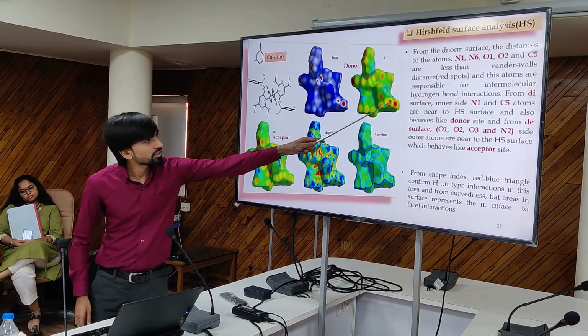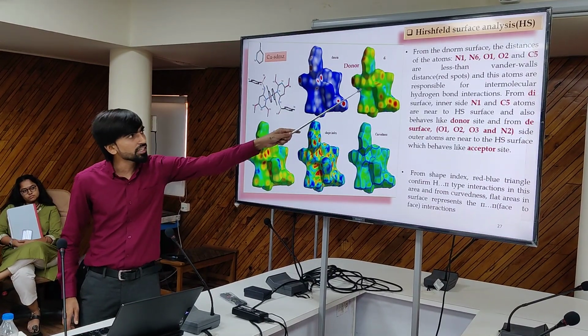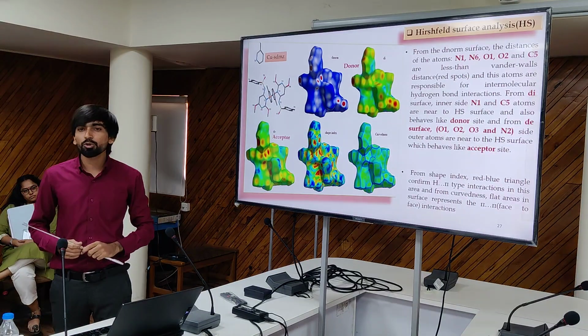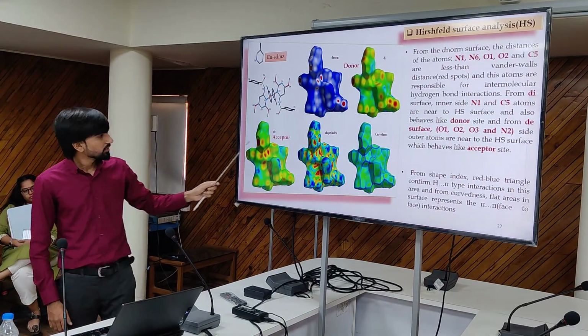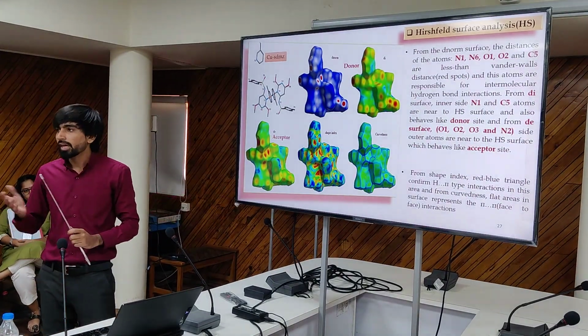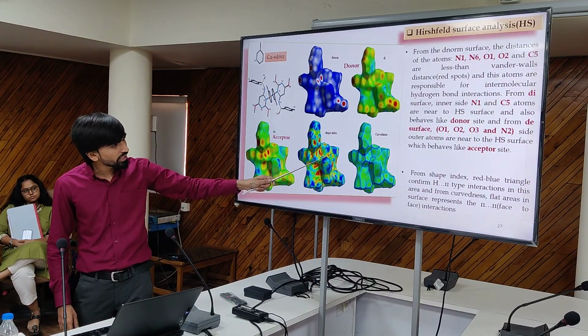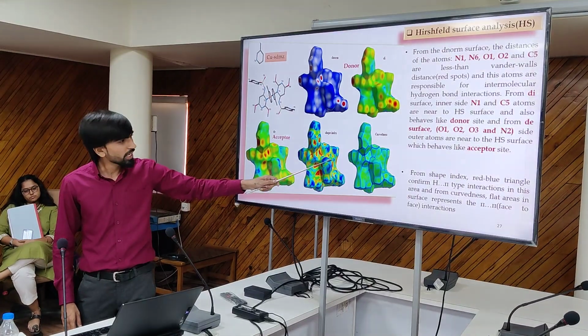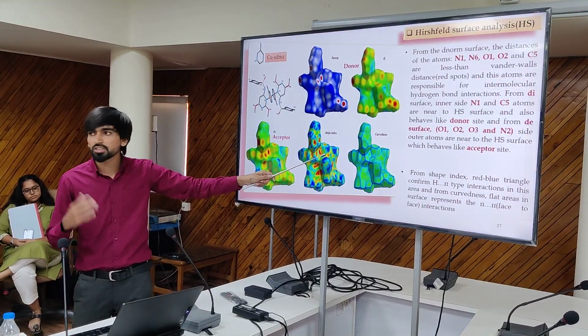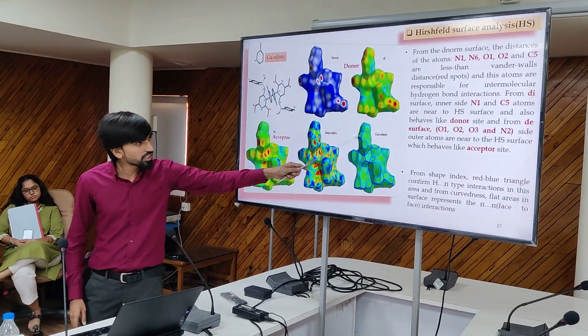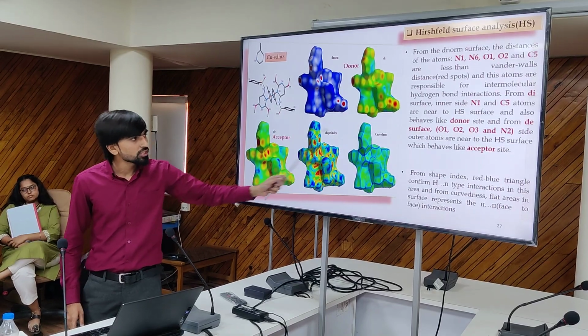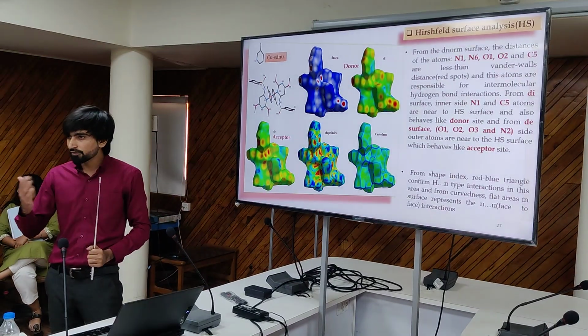So here, the red dots in this area are always responsible for the donor side, and the red dots in that area are always responsible for the acceptor side. And in the case of the shape index, the triangle between the blue and red shows the CH-π interaction. So that surface is very much active toward CH-π interaction with another molecule. Now, in the case of curvedness, that flat region is always responsible for the π-π stacking interaction, face-to-face interaction.